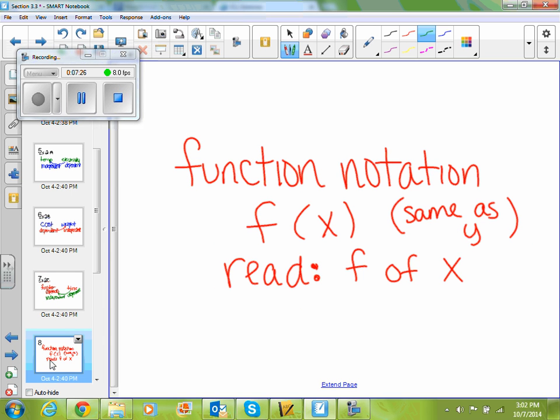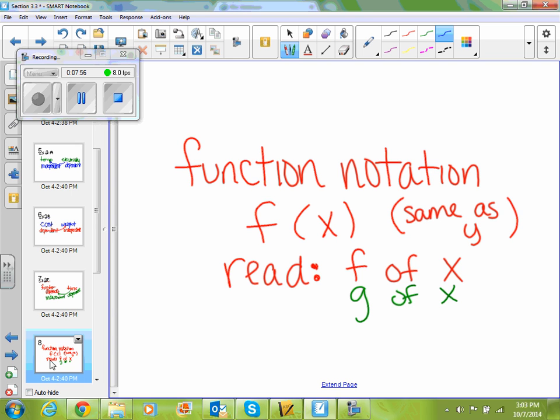Okay, and the last thing we're going to look at is something called function notation. Function notation is represented by f parenthesis x parenthesis, where your x is in parentheses and you have an f, or sometimes a g or an h. It doesn't really matter what letter is out front, but there will be a letter out front. It's read f of x, or if this were g, then it would be g of x, etc. And it's the same thing as your y.